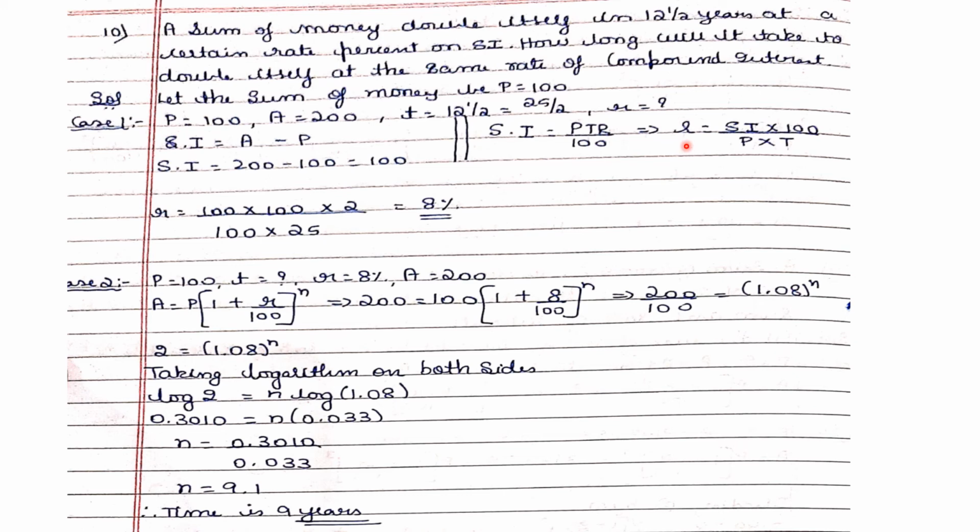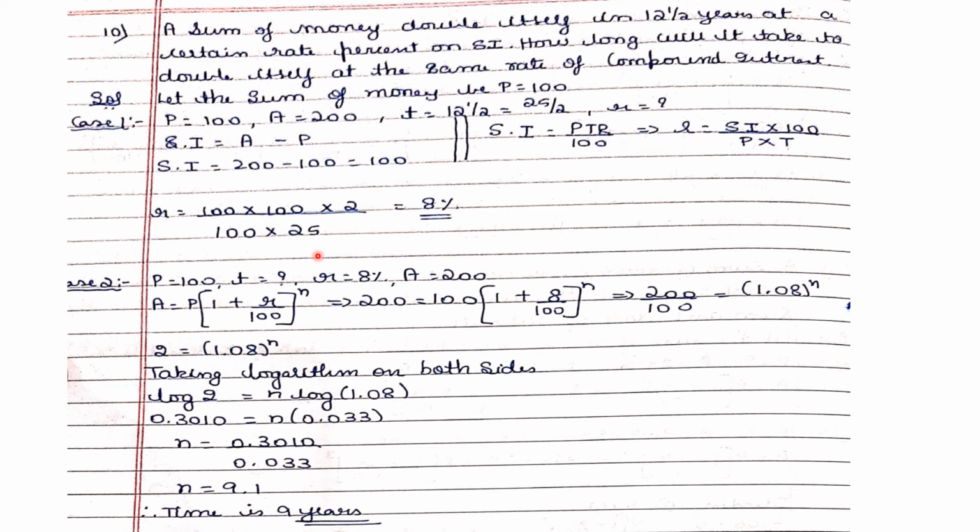So formula is simple interest is equal to PTR by 100. So here we have to calculate rate of interest. So that is why what we have done is we have cross multiplied SI into 100 divided by P into T, or else you can directly multiply and calculate, or else you can write in this way. R is equal to simple interest is 100, then simple interest into 100 will become 100, then here P is 100, that is principal, time will be 25 by 2.